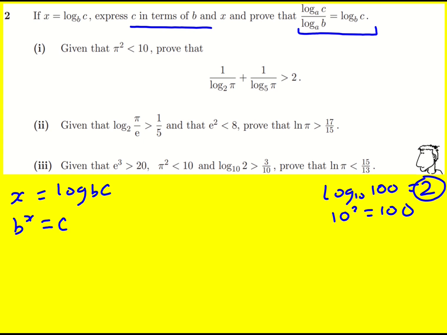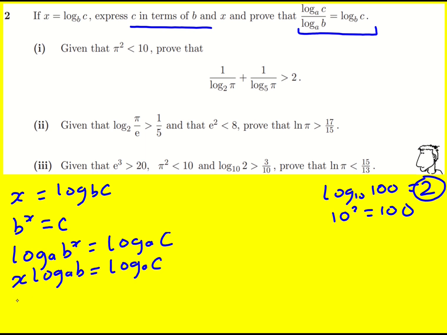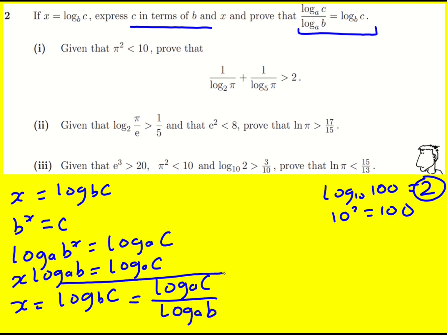And now we want to get log to base a, so let's take log to base a of both sides. Log to base a of b to the x is log to base a of c. Bring the x down using the third rule of logs. And therefore x is equal, remember it's equal to log to base b of c from before, but now it's also equal to log to base a of c over log to base a of b. And there we have it, our change of base formula for logs.